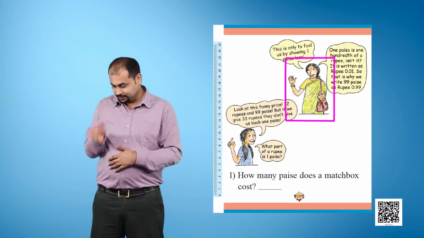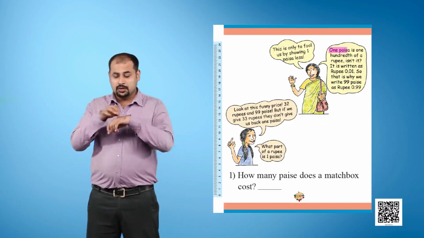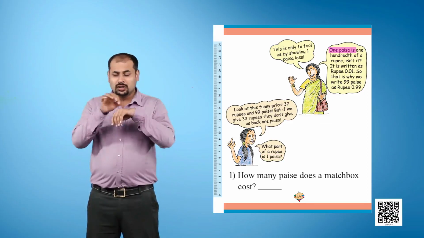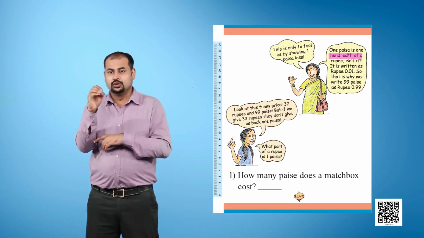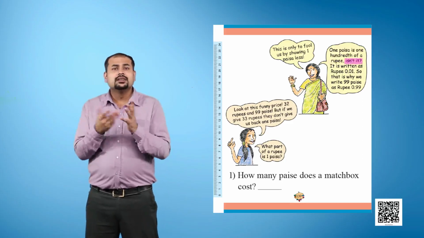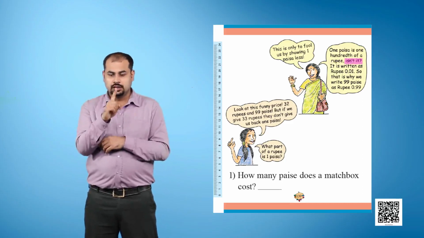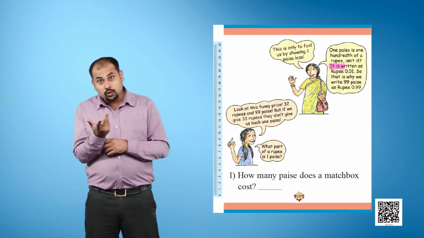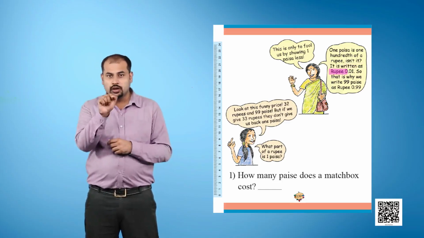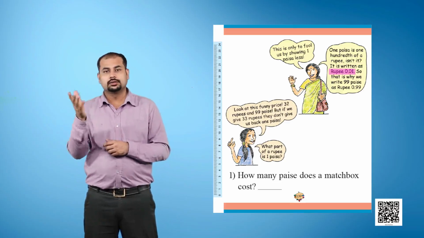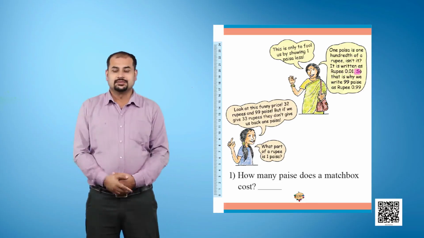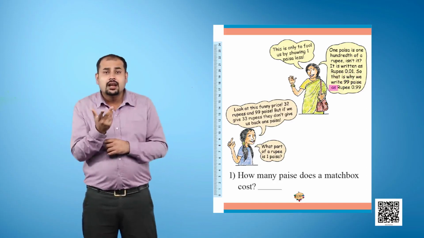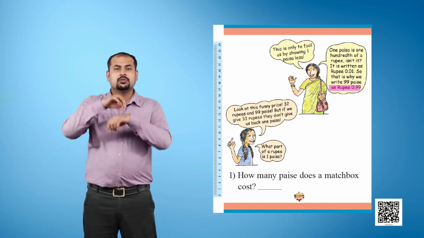The woman tells her, "1 paisa is 1/100th of a rupee, isn't it?" It is written as rupee 0.01. So that is why we write 99 paise as rupee 0.99.